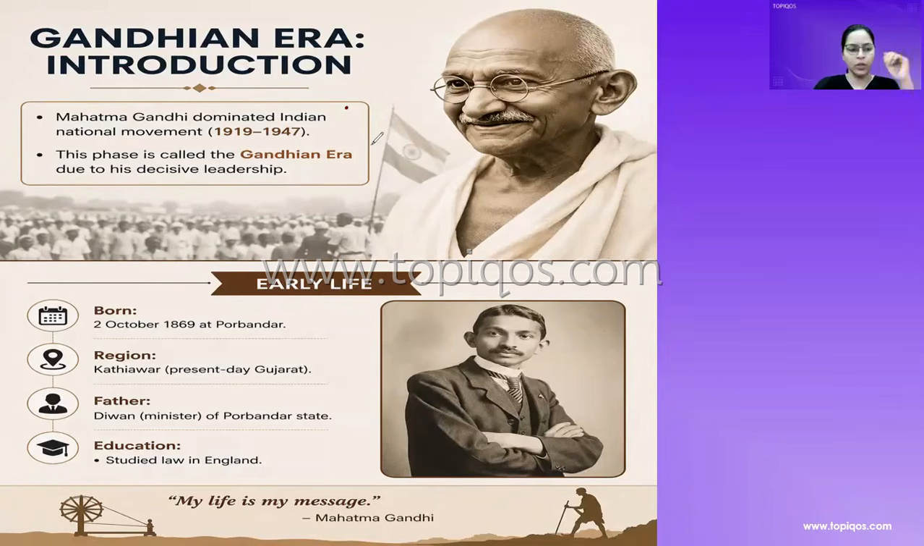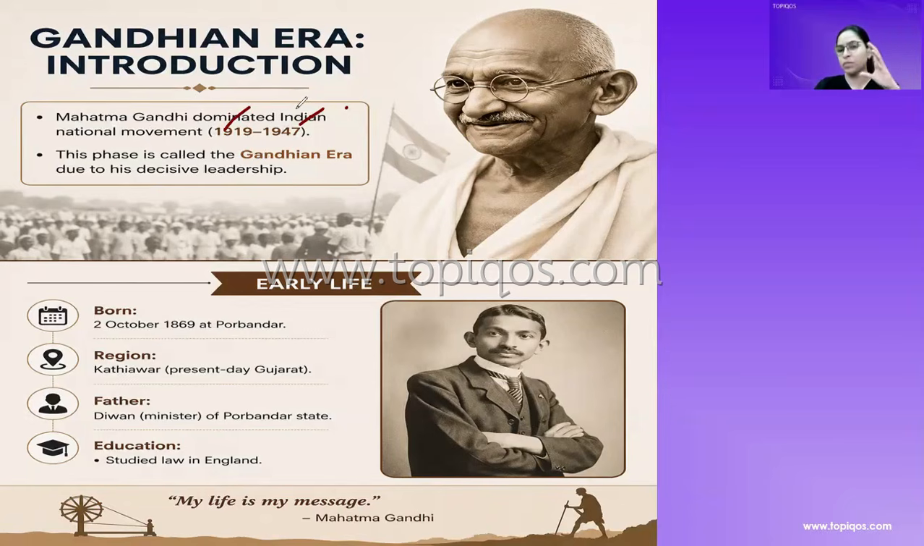Now, when I talk about Gandhi, Gandhi dominated the Indian freedom struggle from 1919 onwards till 1947, and this phase is often called the Gandhian era because of the decisive leadership of Mahatma Gandhi. We all know about the life of Gandhi, that he was born on 2nd of October 1869 at Porbandar in the state of Gujarat. The region represents the Kathiawar region of Gujarat.